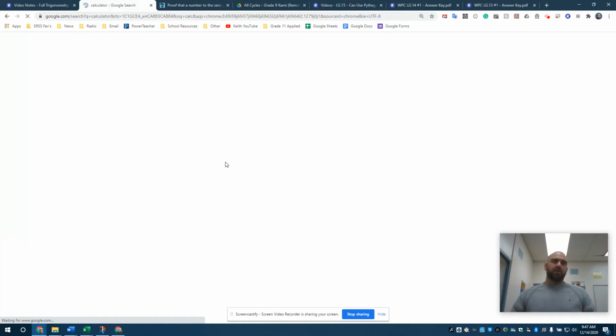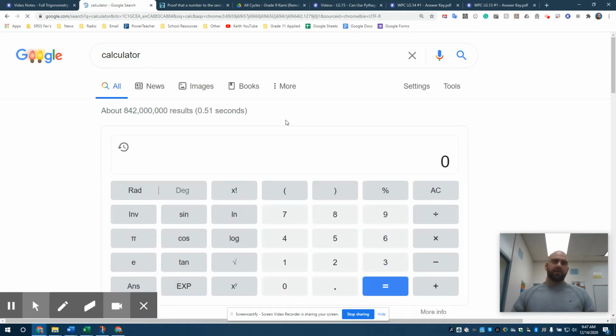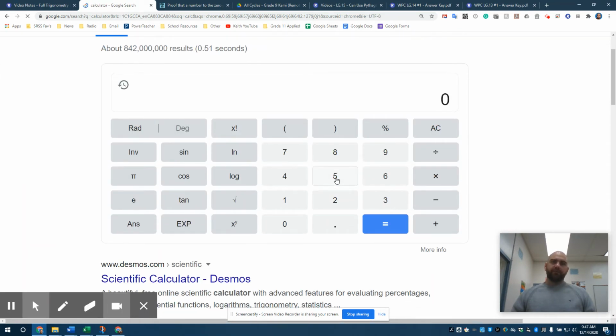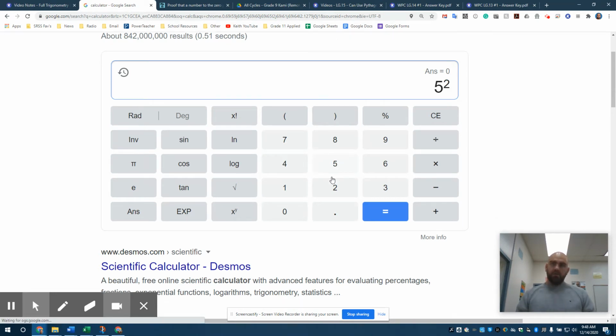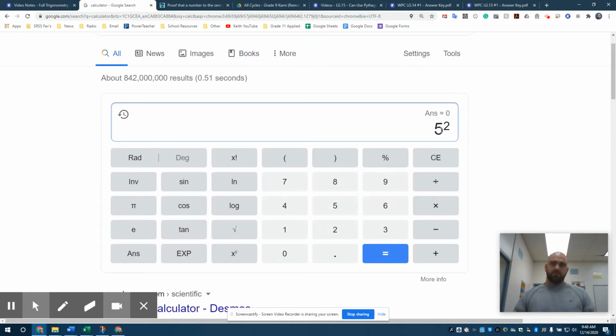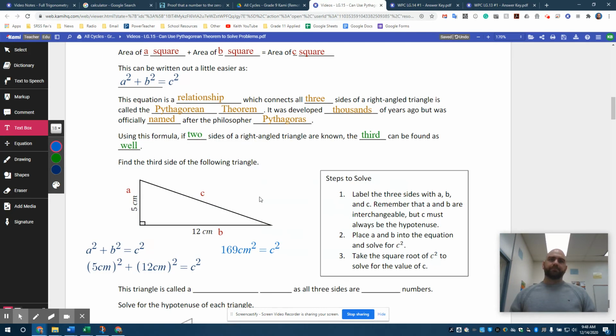If we do it on a calculator here, I'm just going to quickly open up my calculator. Okay, 5 squared plus 12 squared equals 169. So 5 squared plus 12 squared is equal to 169. So that means that C squared is 169 centimeters squared. Now, we need to make sure that we want to find just C. We're not looking for C squared, we're looking for just C.